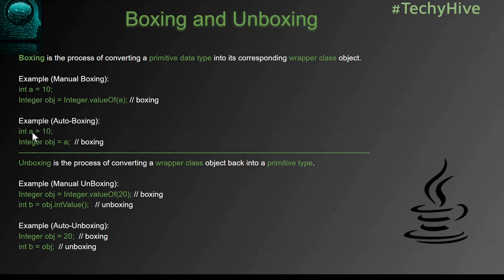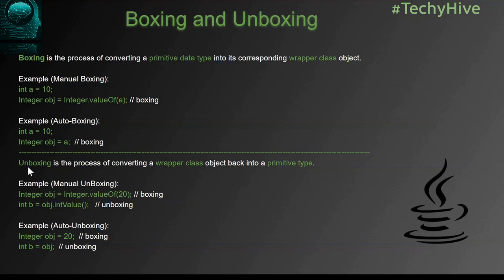In auto boxing, here is the example where we again have a primitive integer type a equal 10, and now we are assigning the primitive integer a to an Integer object. Here Java knows that on the right hand side, a is a primitive type integer variable, and on the left hand side there is a wrapper class object Integer. So it will automatically convert the primitive type to an Integer object. So this is auto boxing.